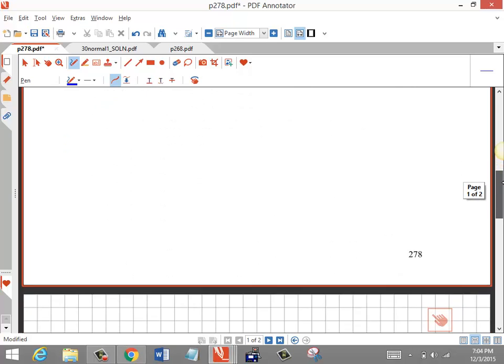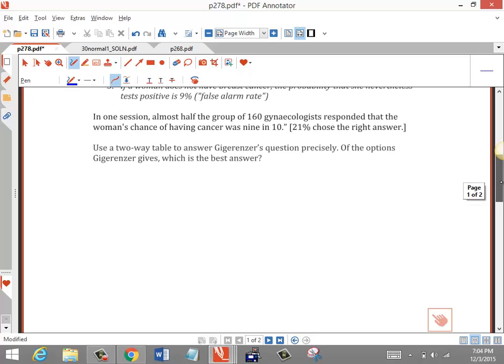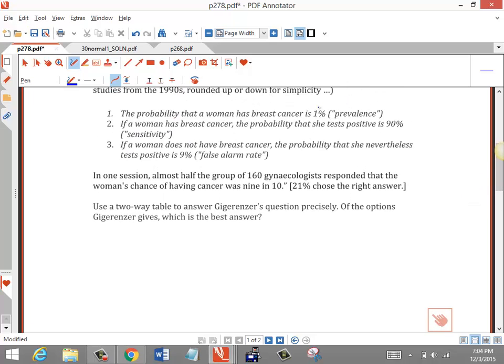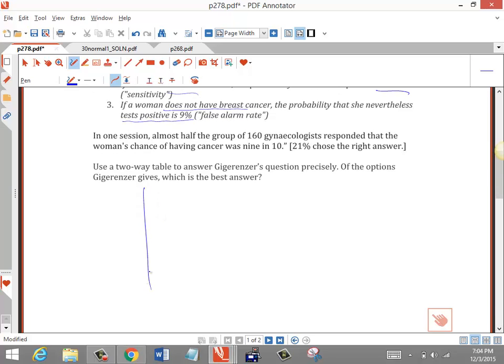Okay, so this is what we know: in the overall population, the prevalence of breast cancer is 1%. What do we know about mammograms? If a woman has breast cancer, there's a 90% chance it'll catch it, that there'll be a positive test result. If a woman does not have breast cancer, she still will test positive at a rate of 9%. So what we're going to do is make a two-way table.